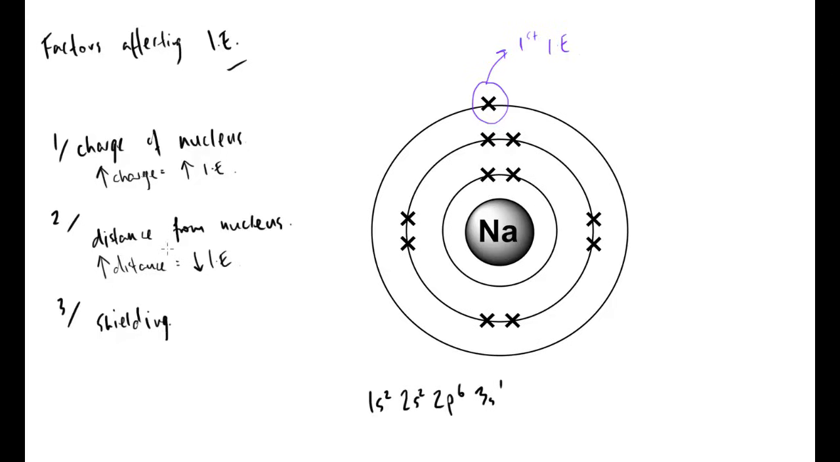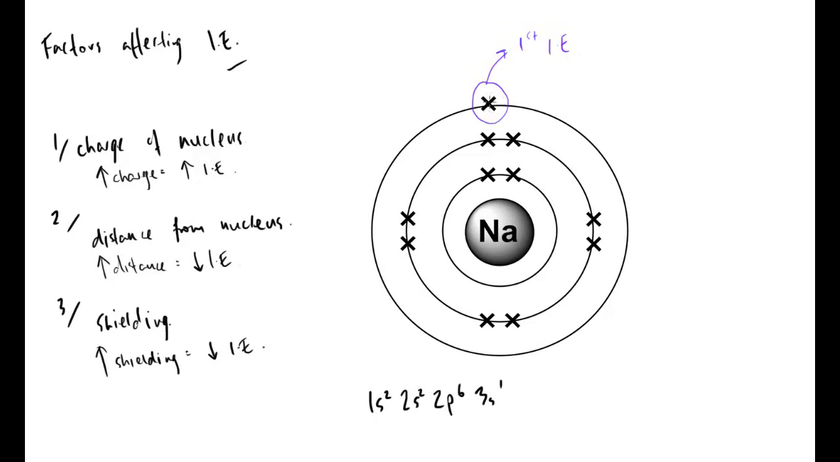And finally, the shielding one. Well, it's similar to this distance one, really, because distance and shielding go hand in hand. So this one, although it's further away, also has some shielding from this shell. This one is further away, but also has shielding there. So same as the distance, increase in shielding leads to a decrease in ionization energy.